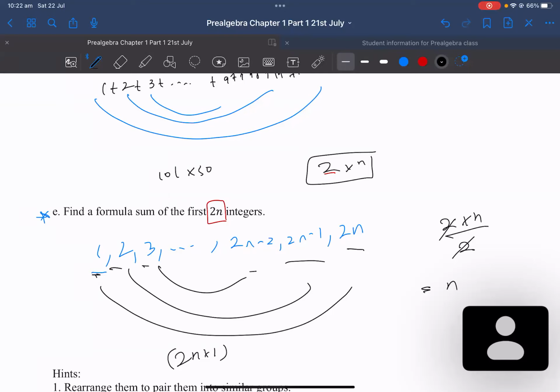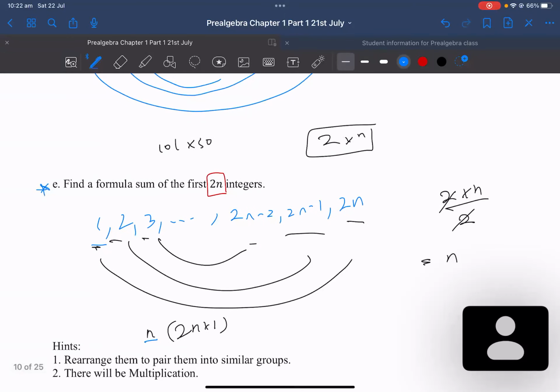So there's n pairs, right? And 2n plus 1 in each pair. So 2n means 2 times n again, not 2 then n. Then it means n times 2n plus 1, which you can just leave as n times 2n plus 1. That is your answer. And I'll show you how powerful this is.